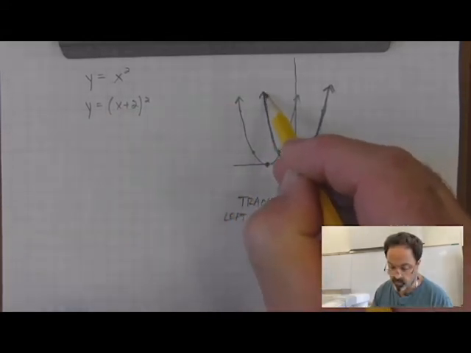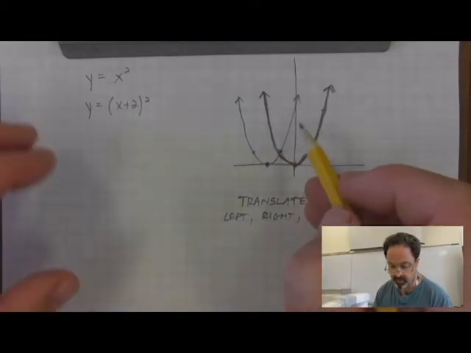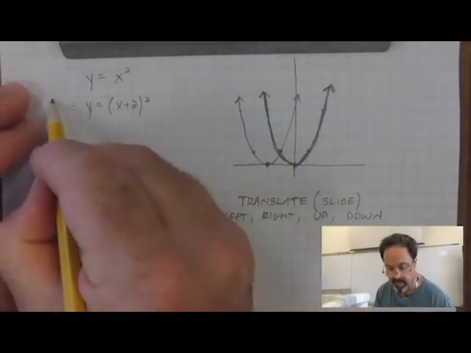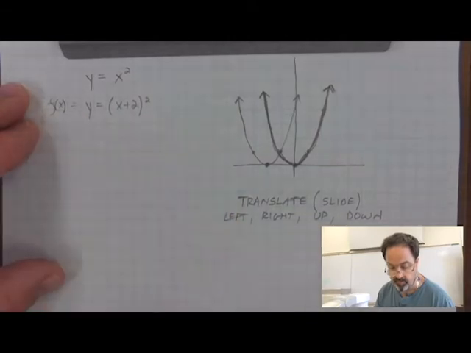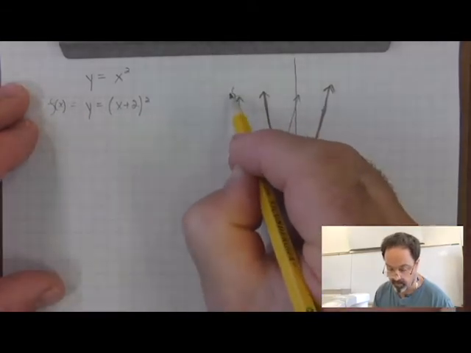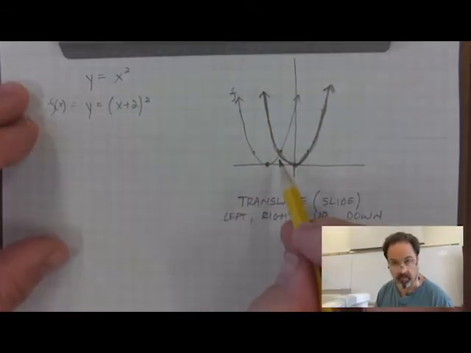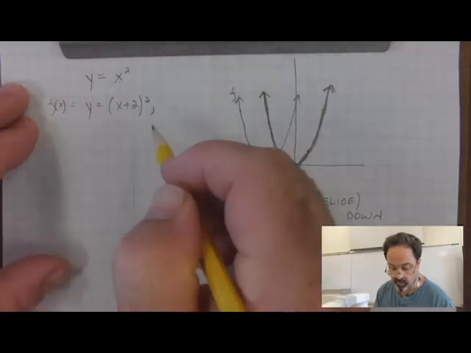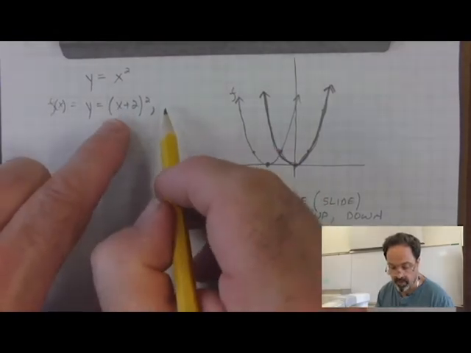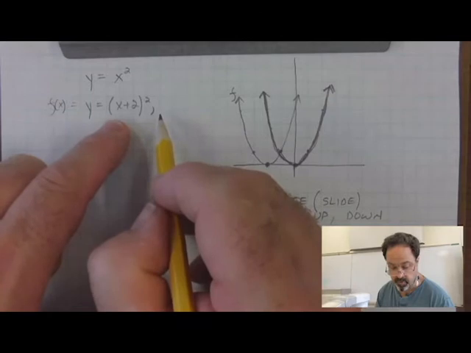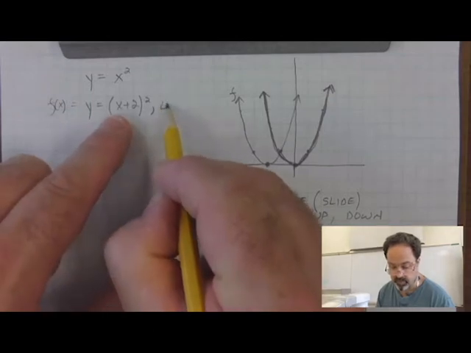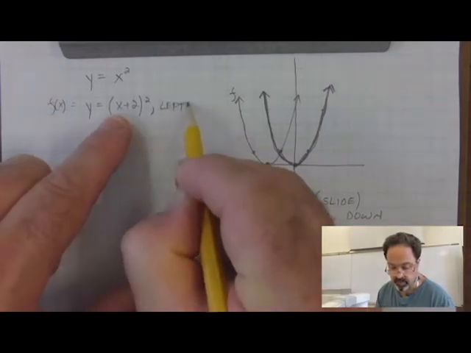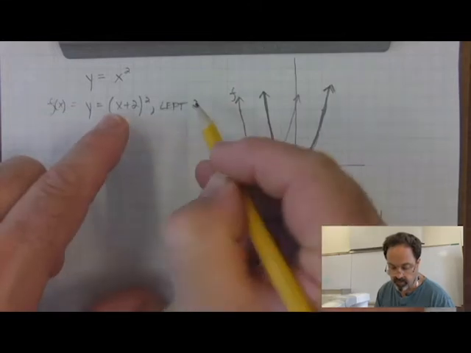Since I have more than one graph on the same axis, I'm going to name this function f so that I can label its graph here. I'm going to write a description for what happened to the parent function when we added 2 to x. It translated left by 2.